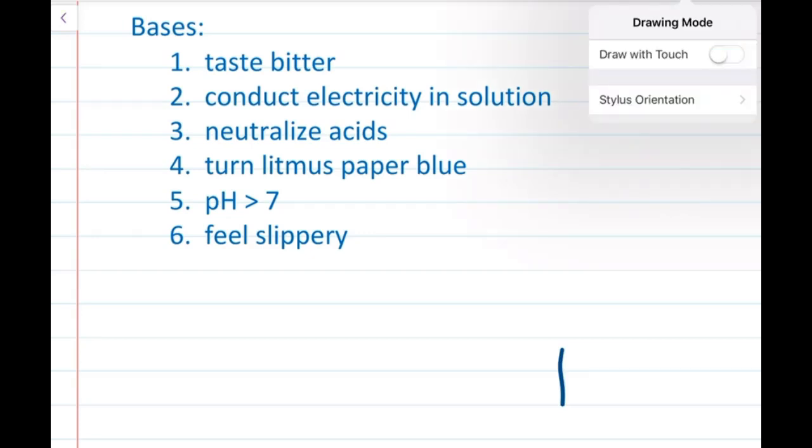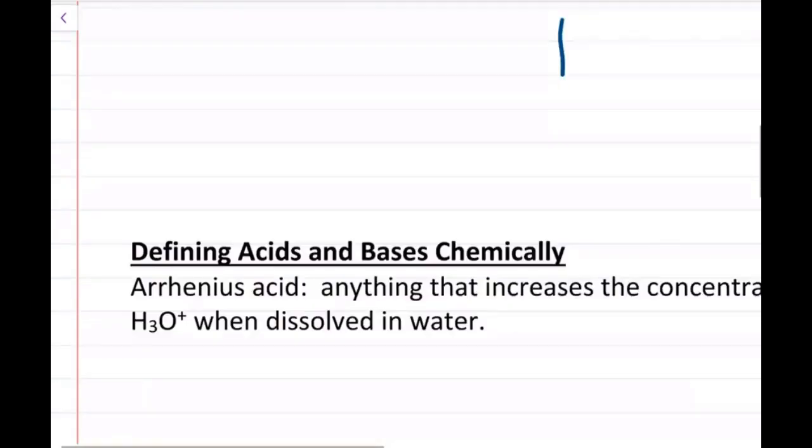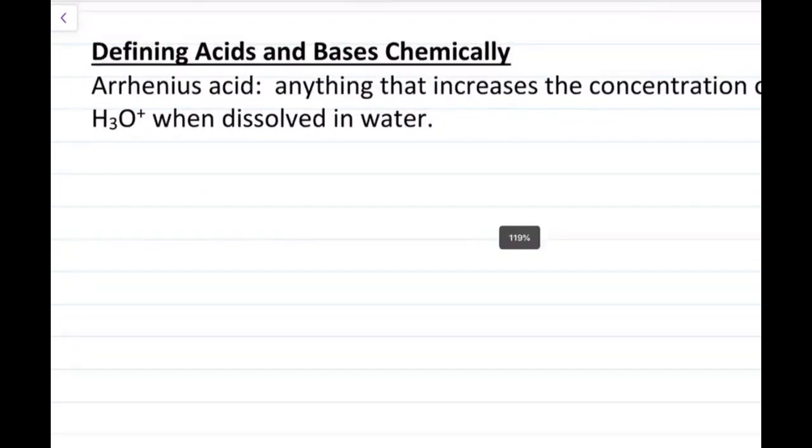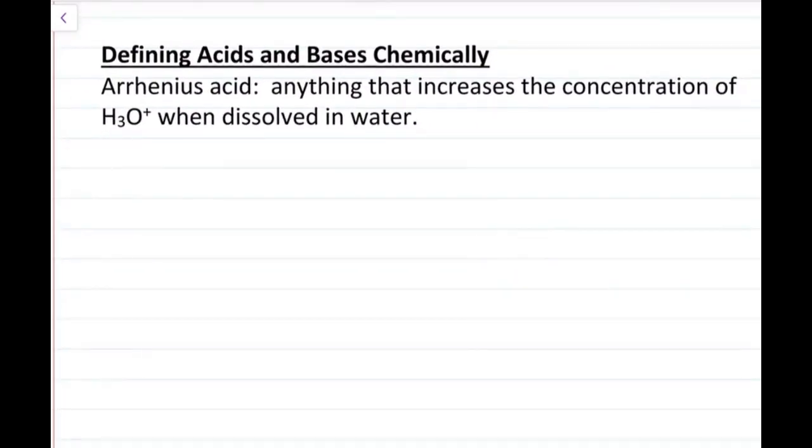So let's go ahead and talk about how we define acids and bases chemically. All right. So the first person to come along and define an acid chemically on the molecular level was Arrhenius, Svante Arrhenius was his name. And he said that an acid is anything that increases the concentration of hydronium, and hydronium is just a polyatomic ion, when that acid is dissolved in water.